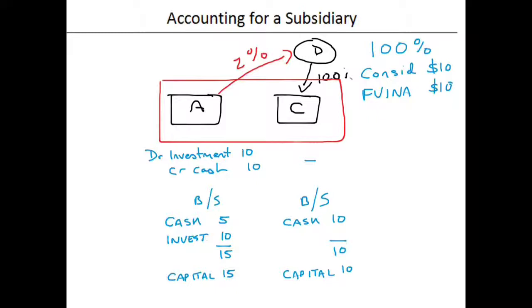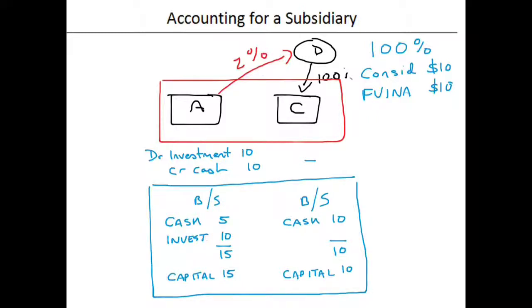Now part of what AASB 10 basically requires companies to do is to say if they're part of this group and they have to create consolidated financial statements, is to aggregate all of these items. So if we were to do that and just aggregate across, what we'll end up with is cash of 15, an investment of 10, giving you assets of 25, and capital of 25. So that's purely if we were going to just take them straight across like that.